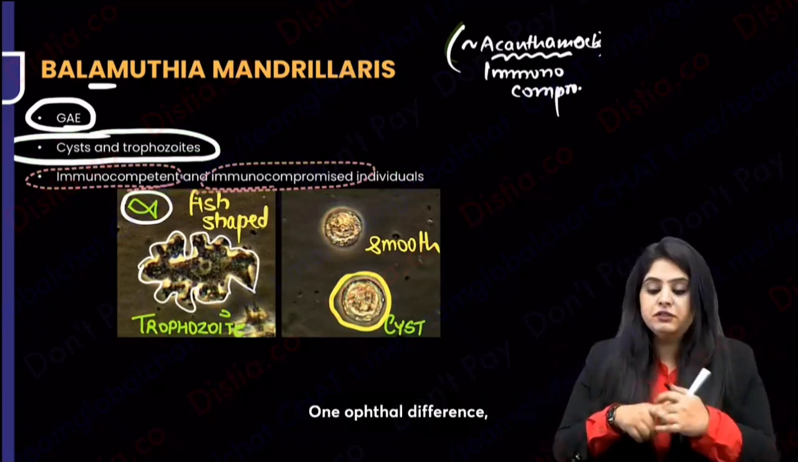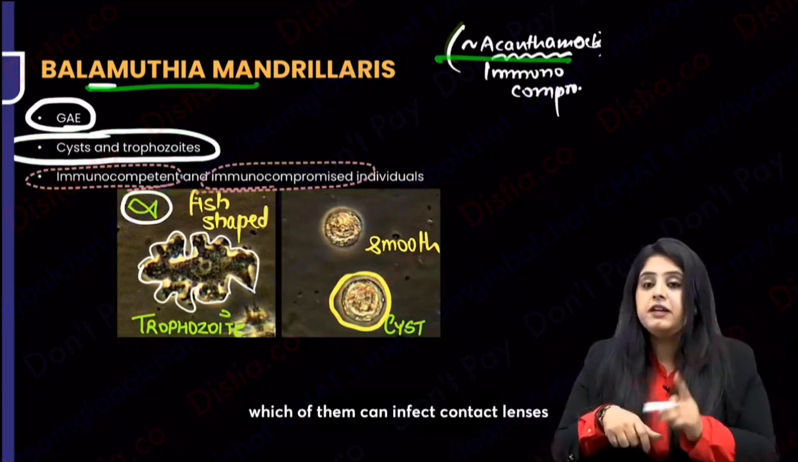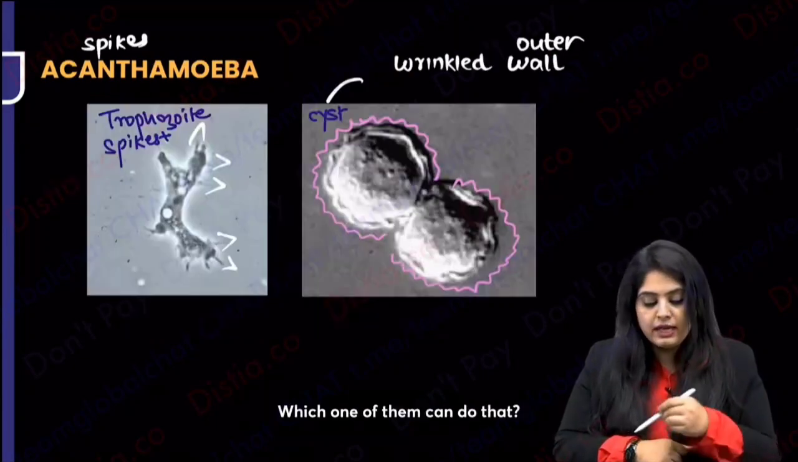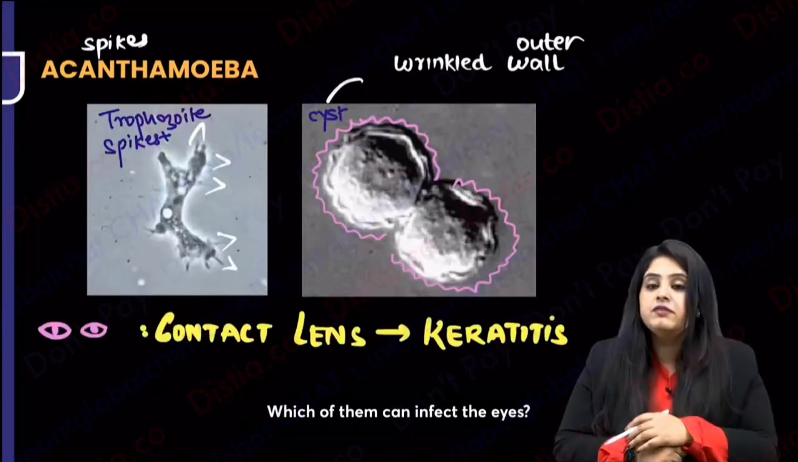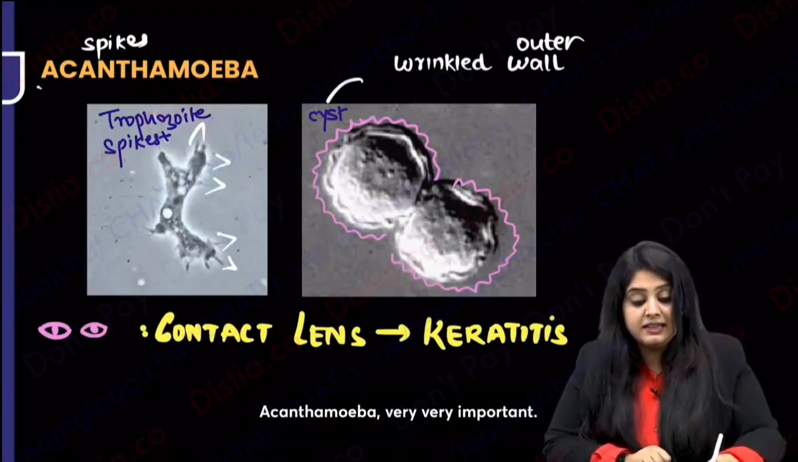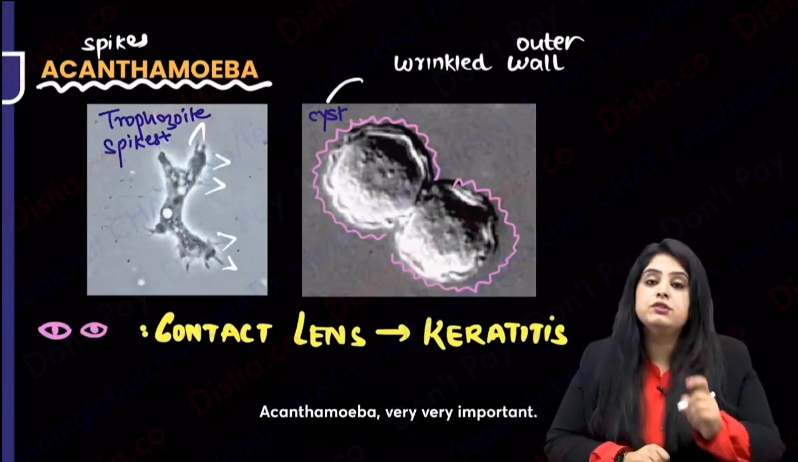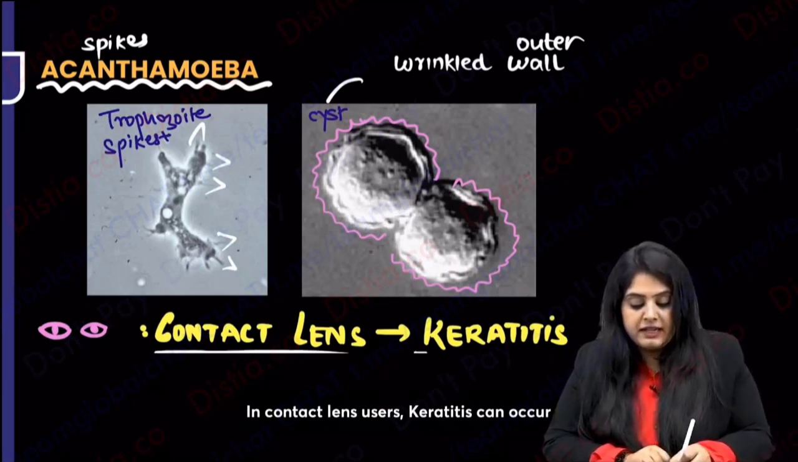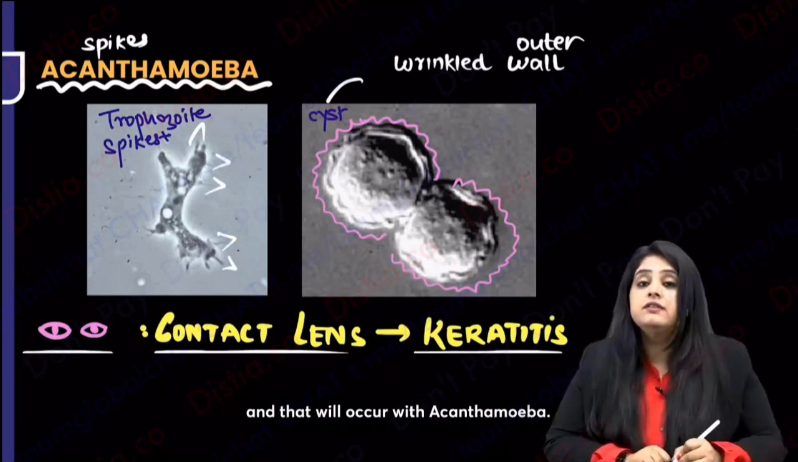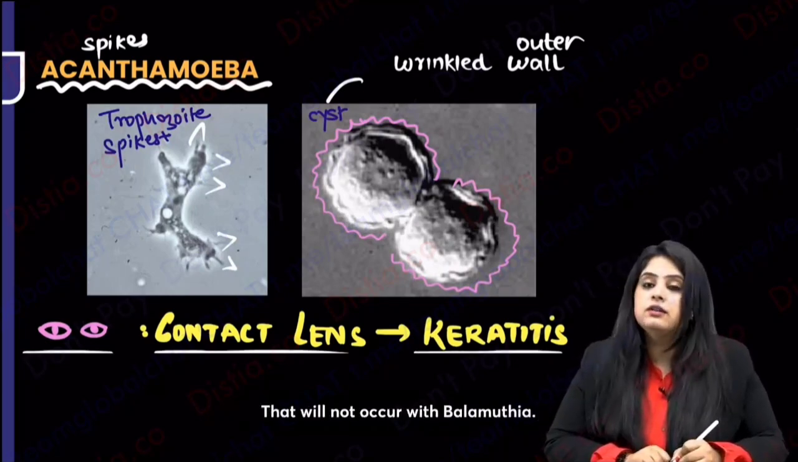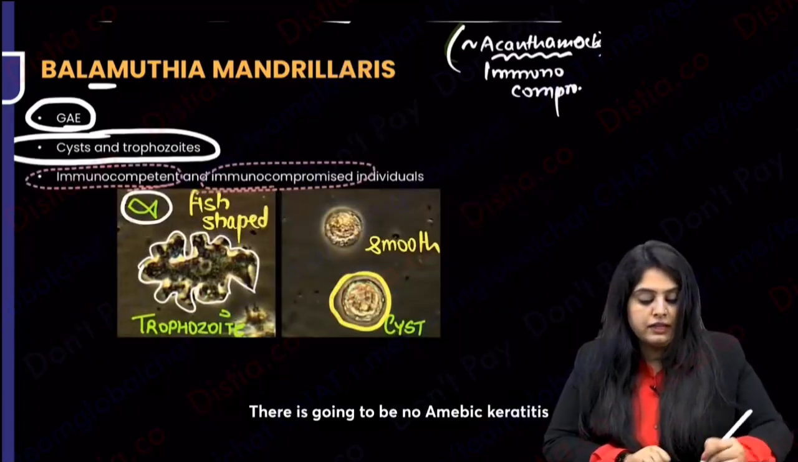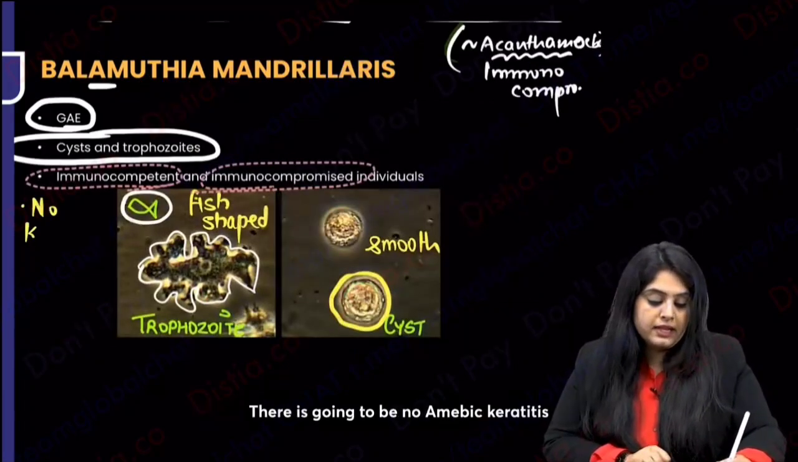One ophthal difference. Which of them can infect contact lenses and cause keratitis? Which one of them can do that? I hope you guys have read this. Which of them can infect the eyes? Acanthamoeba. Very, very important. So this is an ophthal correlation that I'm doing. In contact lens users, keratitis can occur and that will occur with Acanthamoeba. That will not occur with Balamuthia. So I can write that over here for you guys if you want. There is going to be no amoebic keratitis that I'm going to see over here.